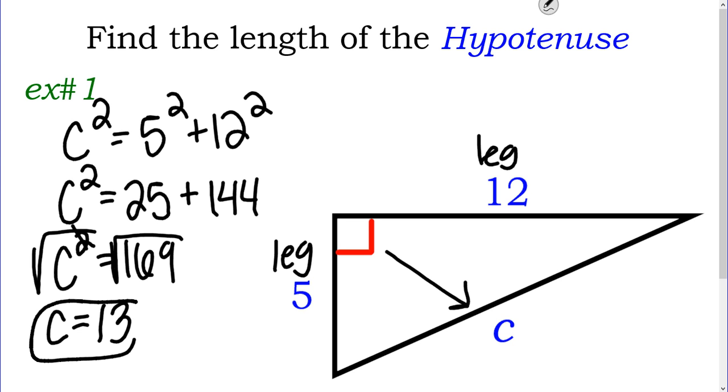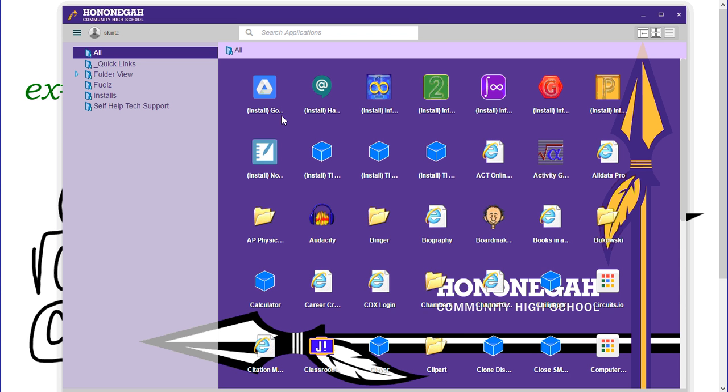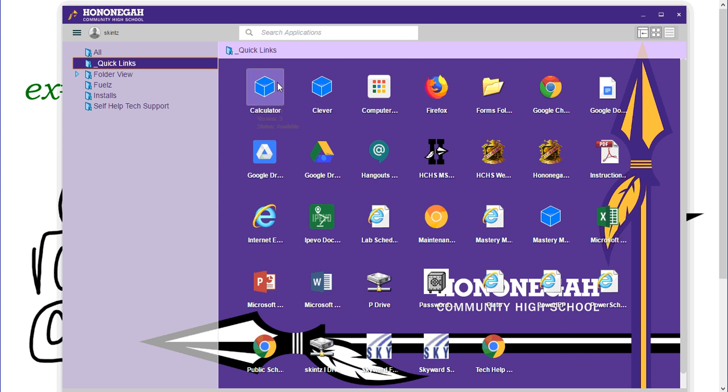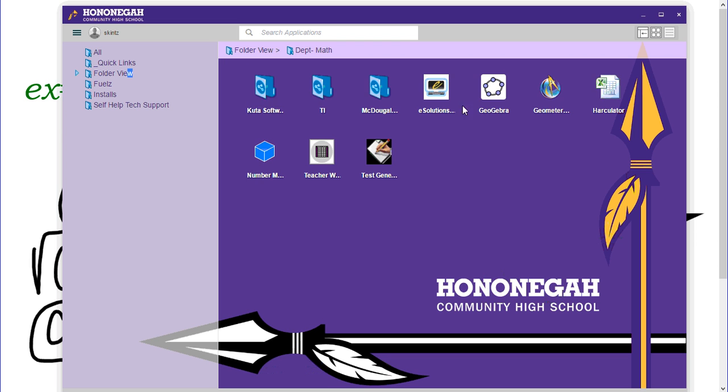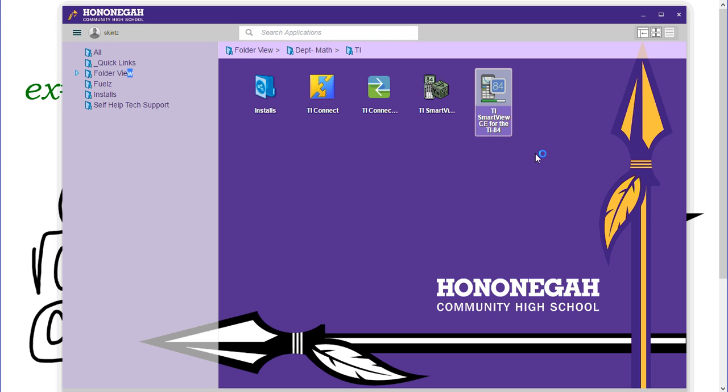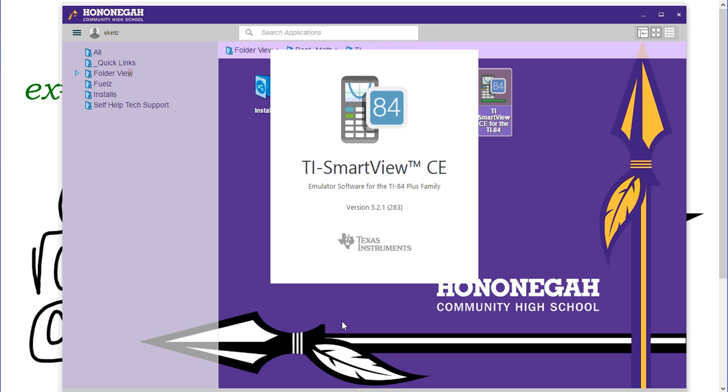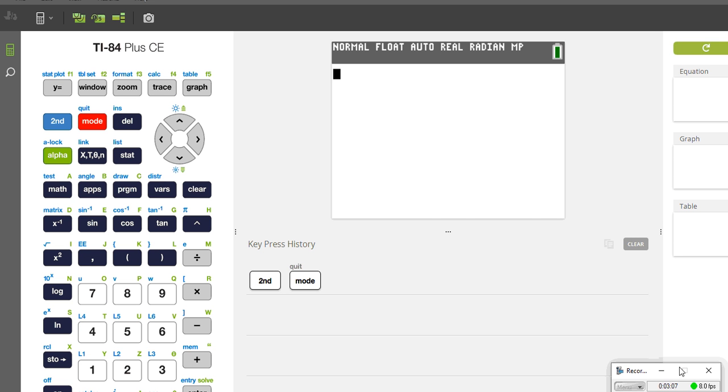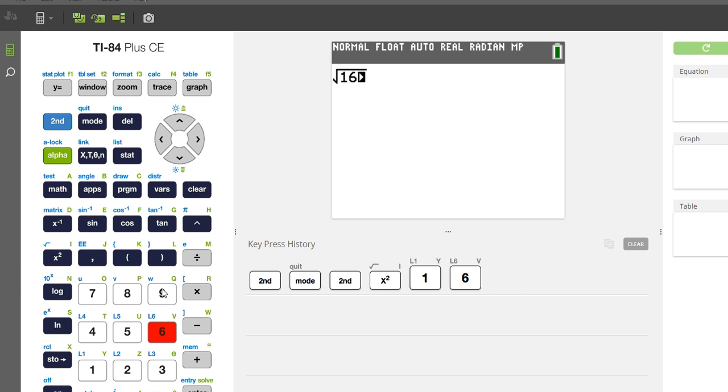Now, if you don't know how to find the square root, I'll show you where it is on your calculator. So on your calculator, you're going to hit second and then this x squared key because that's going to give you the square root. And then type in 169 and we get 13.